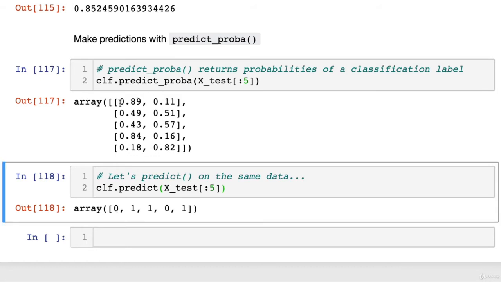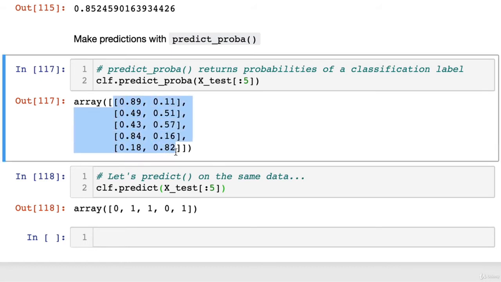Predict proba returns an array of 5 different samples, right? This mega array here, the 2 end braces here, contain 5 smaller arrays, because we've used 5 here using slicing. And so does this. But within this array here, there's 5 arrays of 2 numbers, but this only has 1 array of 5 numbers. What's happening here? Well, this is what it means by returns the probabilities of a classification label.